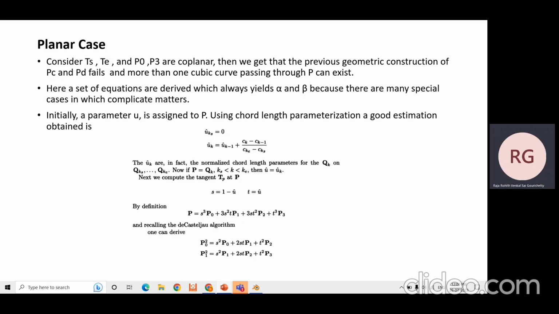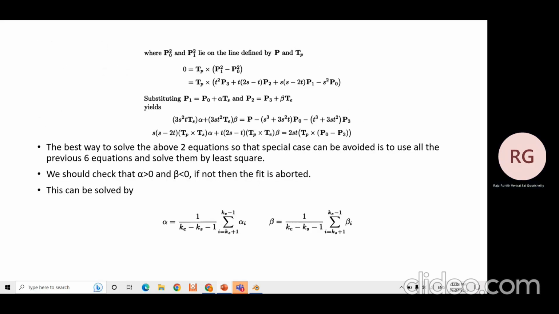Next, we will compute the tangent Tp at P. So we take S equal to 1 minus u cap and T equal to u cap. By definition, we get that P is equal to S cube P0 plus 3S square T P1 plus 3S T square P2 plus T cube P3. Recalling the de Casteljau algorithm, we can derive that P0 square equals S square P0 plus 2ST P1 plus T square P2 and P1 square will be S square P1 plus 2ST P2 plus T square P3.